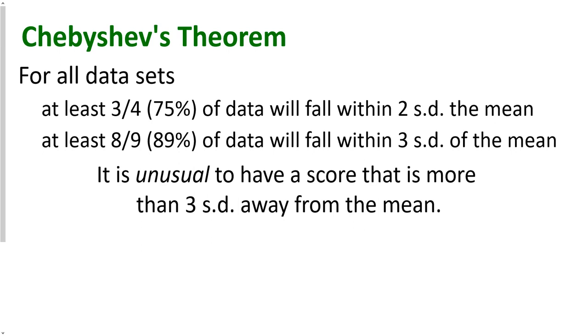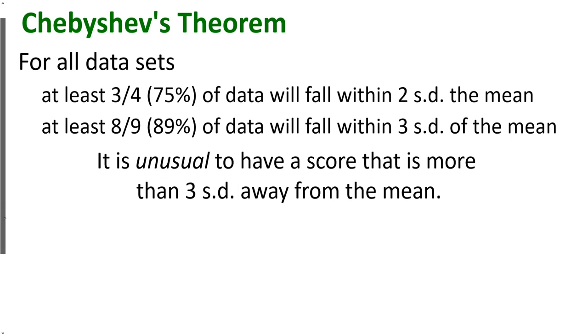Yes, this guy's name was Chebyshev. It's a pretty sweet name. But Chebyshev's theorem pretty much states that for all data sets, no matter what the curve or the distribution looks like, at least 3/4 or 75% of the data will fall within 2 standard deviations of the mean. And at least 8/9 or 89% of the data will fall within 3 standard deviations. It could be more, but at least 89%.